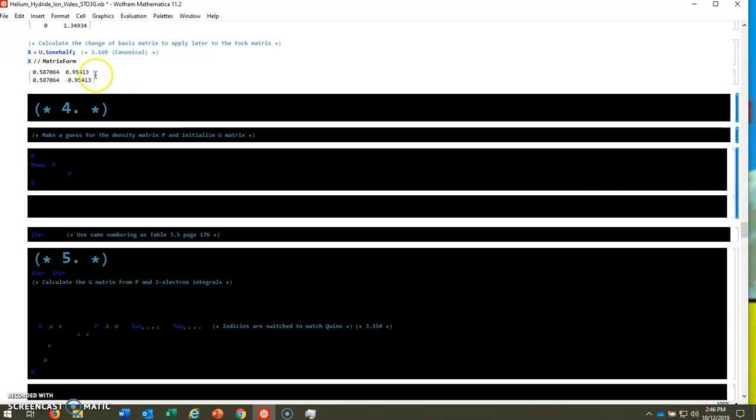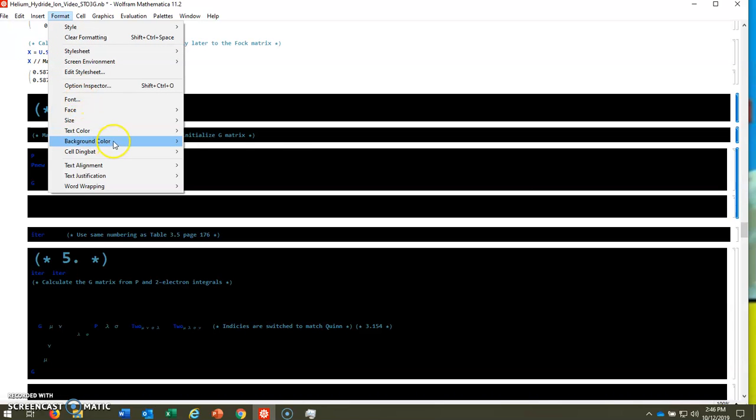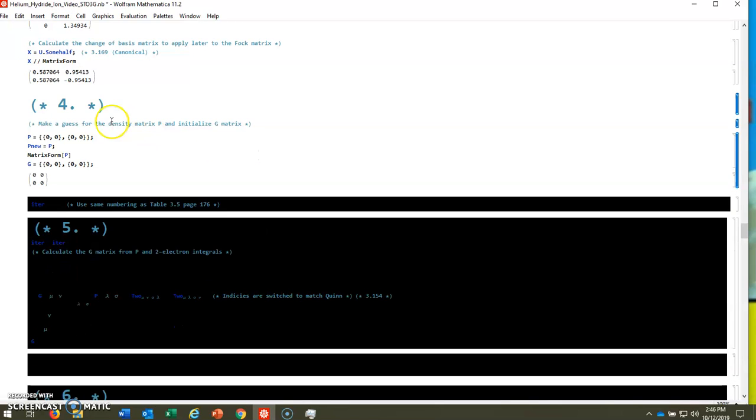Step 4 is very easy. Let's highlight it here. It's just to get an initial guess for the density matrix. So make a guess for the density matrix. It's called P in the textbook. And a number of things a person can do here is, for an initial guess, and for these simple systems, your initial guess really doesn't matter. One thing is as good as another, I suppose, if you don't get too wild.